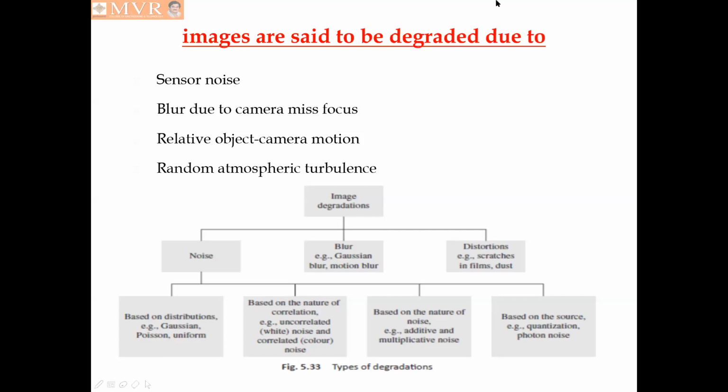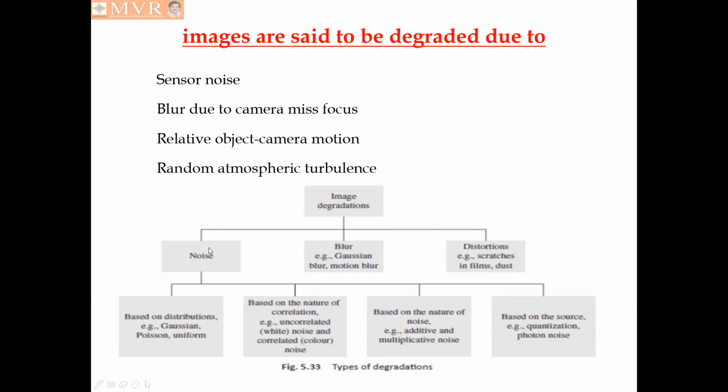And at the same time, we have to understand the different types of image degradations. One degradation is noise, and the second one is blur. For example, in blur, we have different types of blurs like Gaussian blur and motion blur. Similarly, there are distortions, and sometimes distortions cause the degradation. The distortions may be scratches in the films, or due to some dust on the film.